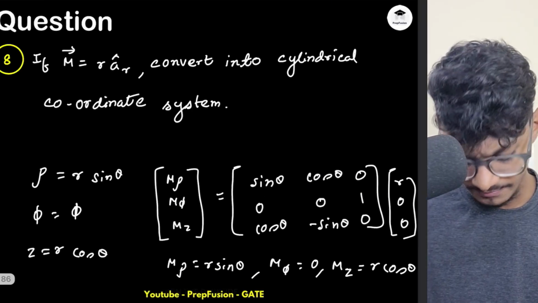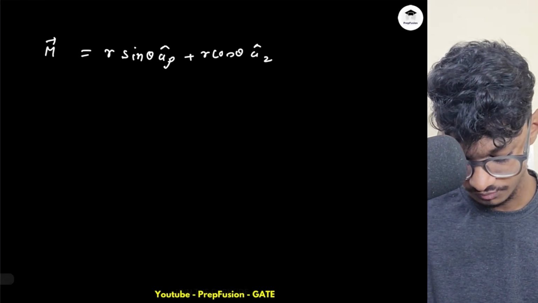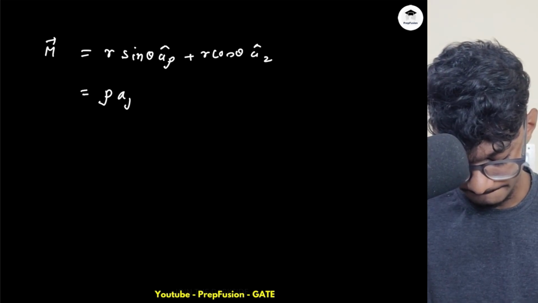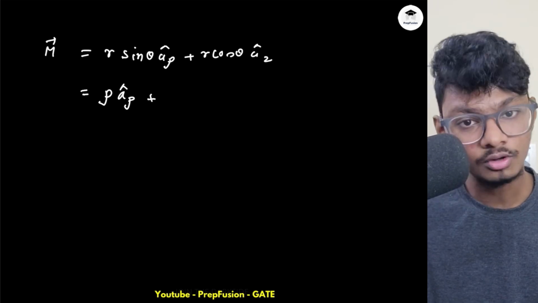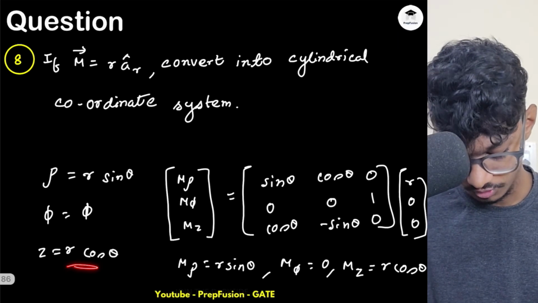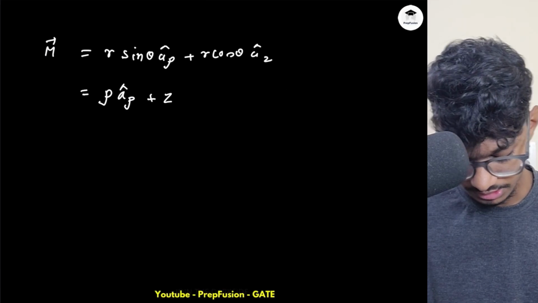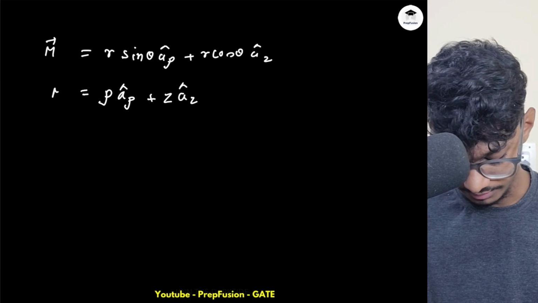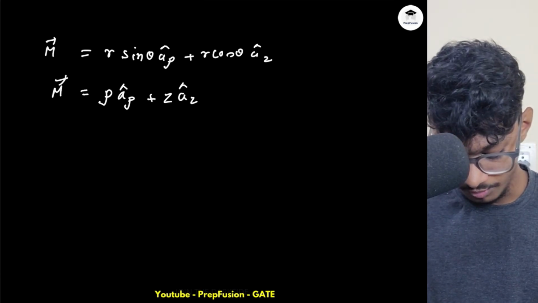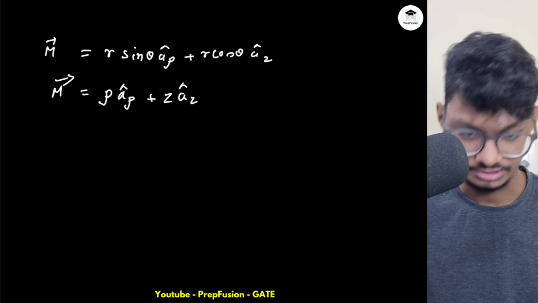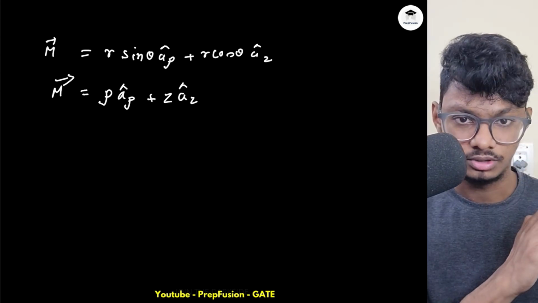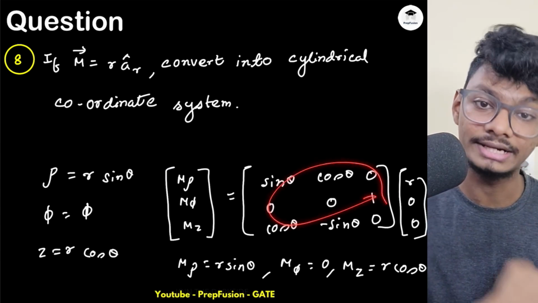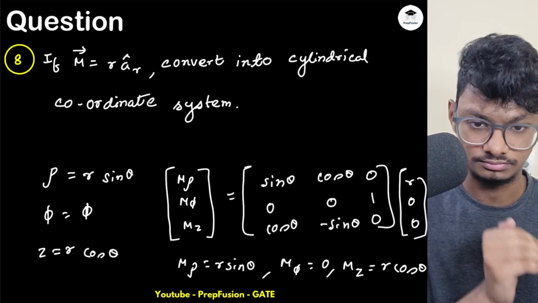So what is r sin theta? I know this relationship, r sin theta is rho. So I will convert this into rho, so this will be a_rho. What is r cos theta? r cos theta is simply z, so this will be a_z. This will be my m vector. So I hope you got to know how we convert this step by step, because just remembering everything will be very difficult. Just remembering one thing and deriving the others is the easier way out.